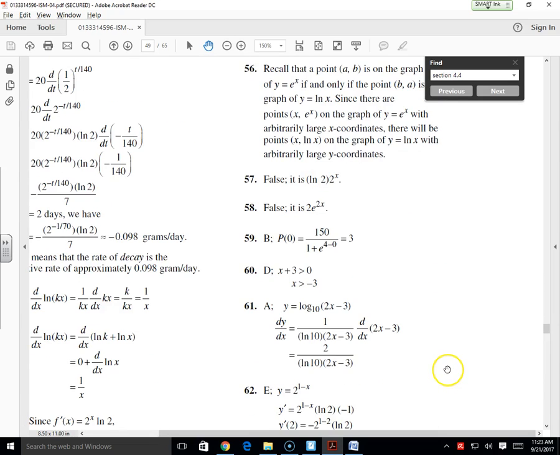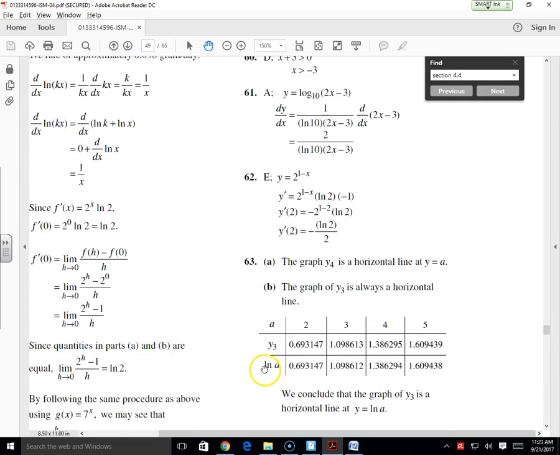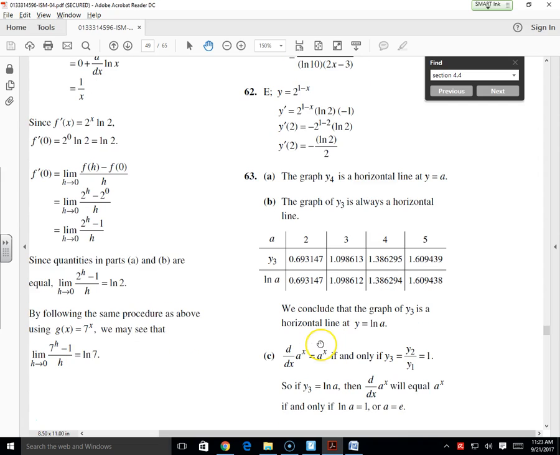62. E. Yes, right on the hammer. 62, E, any more evens? No, that's it. No, we're done.